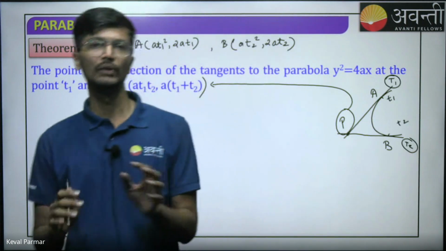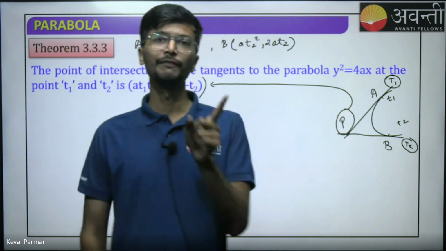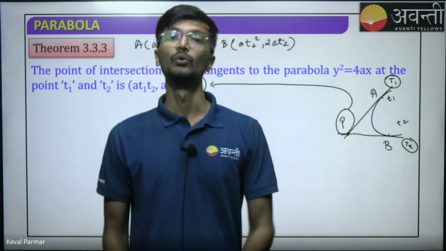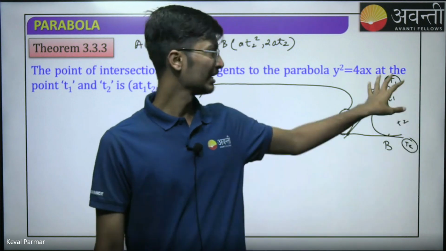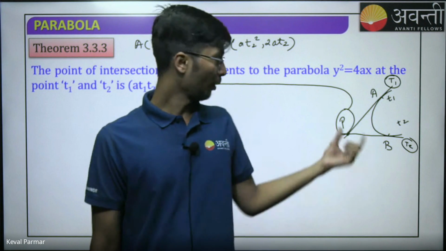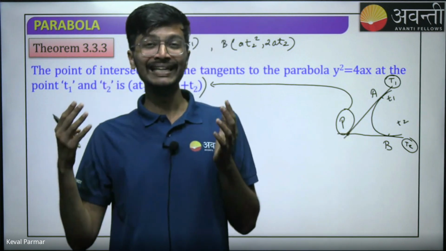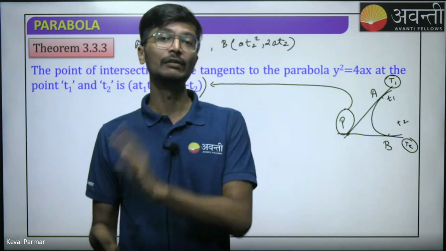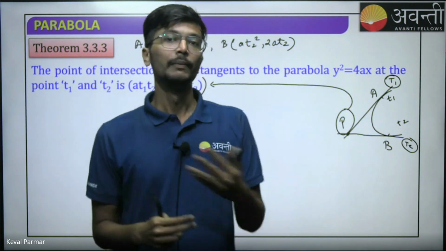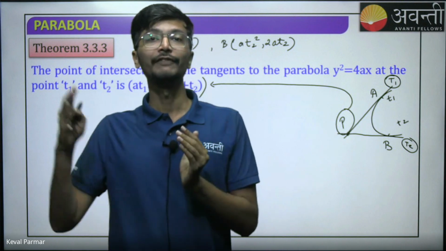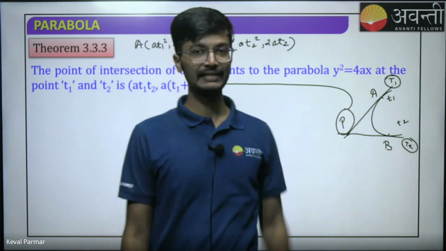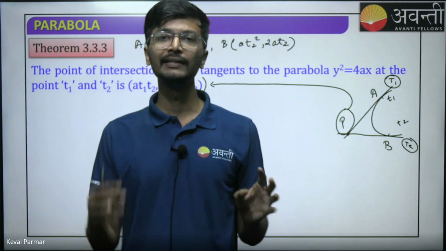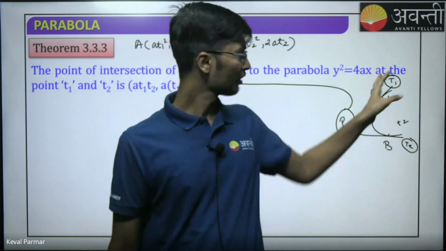So what are we going to do, guys? See, we want to find the coordinates of point P. That means we want the equation of T1 and T2. Once we get the equation of tangent 1 and tangent 2, we can get point P by solving the equations simultaneously. Why? Because P is the point of intersection of tangent 1 and tangent 2. So let's solve the equations of tangent 1 and tangent 2 simultaneously after getting the equations of T1 and T2.